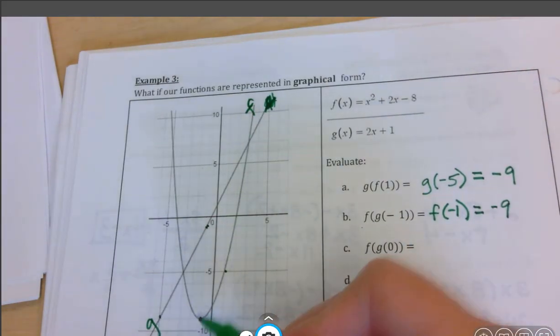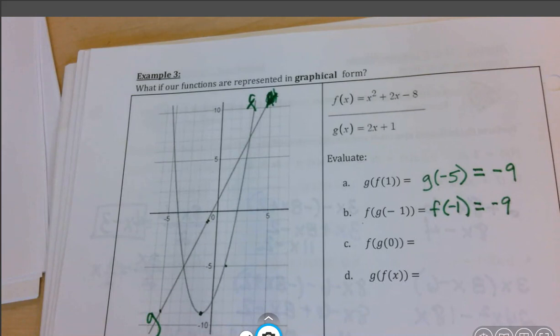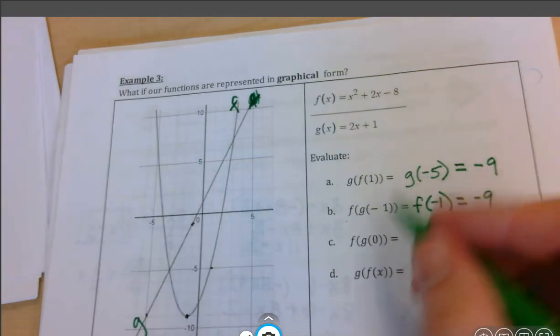Yeah, they both ended up down here. I was like, how did that happen? But they both ended up being -9. Okay, so try f of g of 0. All right, g of 0.